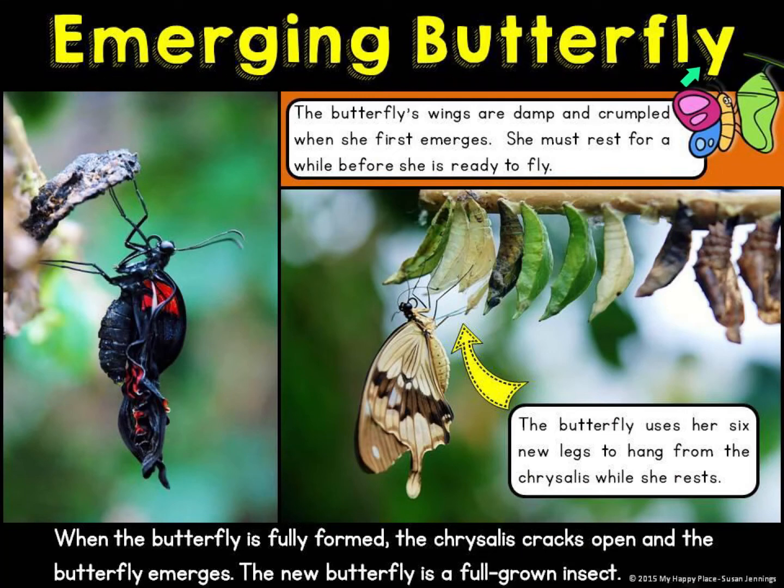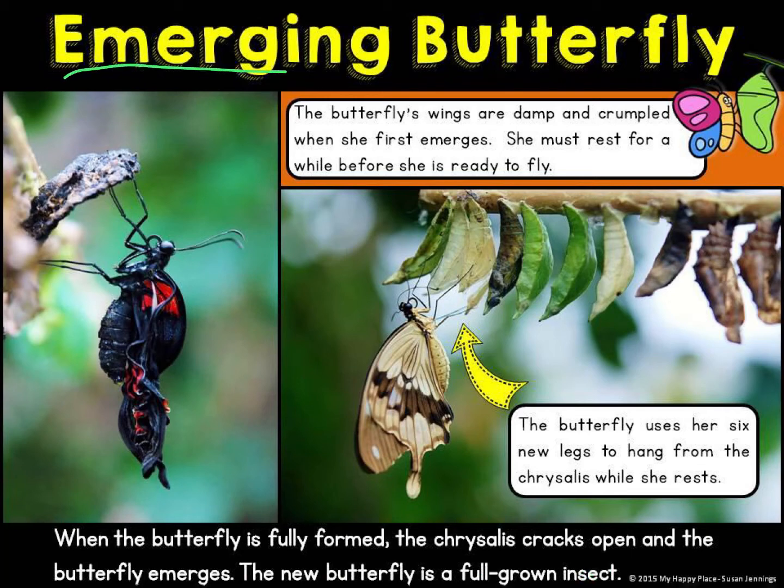Emerging butterfly. The butterfly's wings are damp and crumpled when she first emerges. She must rest for a while before she is ready to fly. The butterfly uses her 6 new legs to hang from the chrysalis while she rests. When a butterfly is fully formed, the chrysalis cracks open and the butterfly emerges. The new butterfly is a full-grown insect.